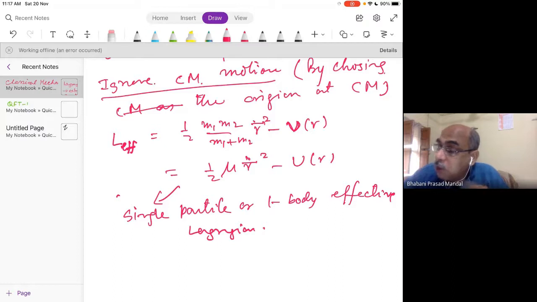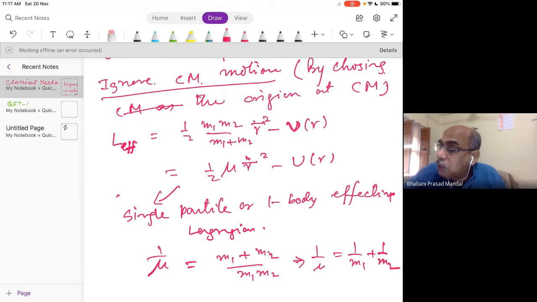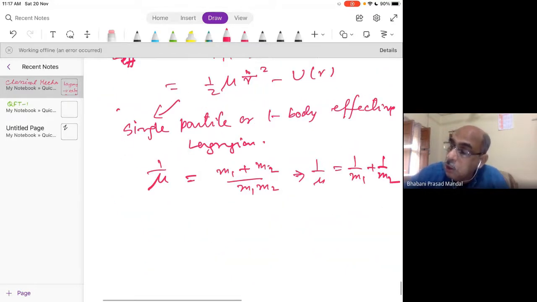But this one body is not either of the bodies m1 or m2. The mu is the reduced mass. Mu is such that 1 over mu is (m1 plus m2) by m1 m2. That means 1 over mu is 1 over m1 plus 1 over m2. So this mu is called the reduced mass. So single particle, but that particle's mass is mu, the reduced mass.